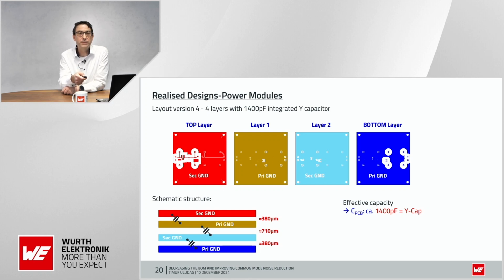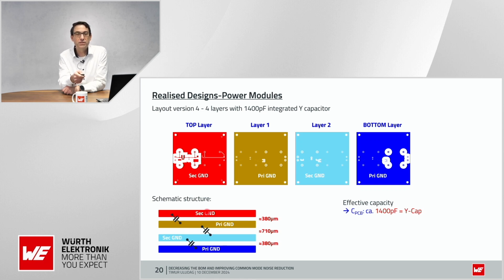We modified the top layer and the bottom layer as we did for the 2-layer with 130 picofarads, so that we have the complete top layer as secondary ground and the complete bottom layer as primary ground, and layer 1 and layer 2 stayed the same. Here we have the complete area used for the potential. Here we have also 3 different capacitors.